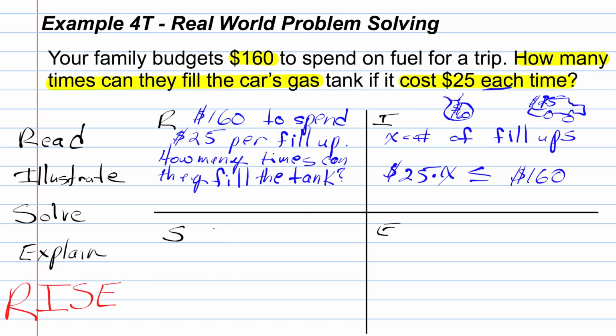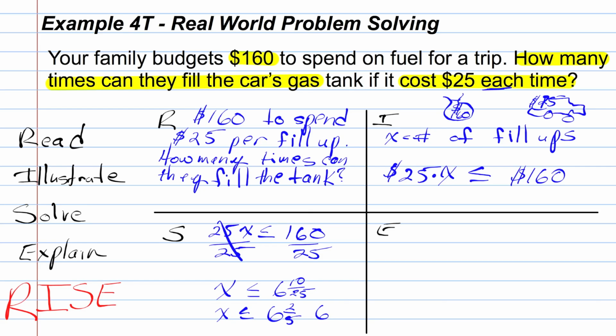In the solve portion, what I would do is solve the inequality. 25x is less than or equal to 160. Now, we divide both sides of that inequality by 25. The 25s on the left divide out, leaving x. I bring down the inequality. Notice I did not change it because I divided each side by a positive. And 160 divided by 25, well, that goes into there 6 times. 6 times 25 is 150, and that leaves 10 left over, 10 over 25. You can change that to a reduced fraction, which would be 6 2/5. Or if you're so inclined, you could write that as a decimal number, 6.4.